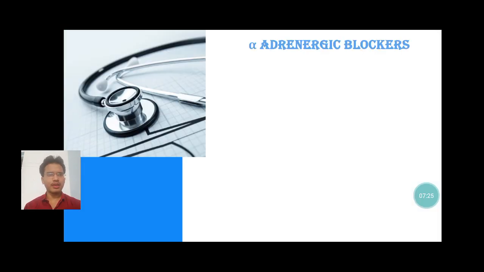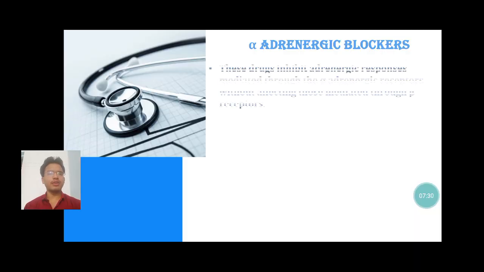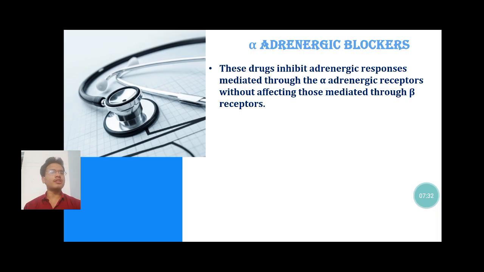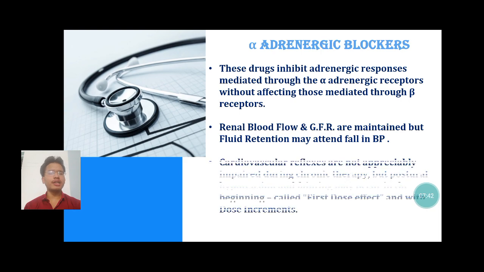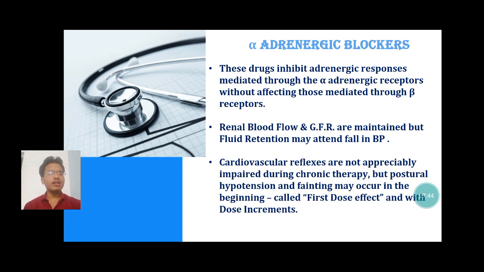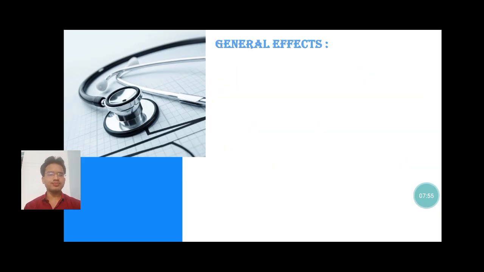The sixth and the last category is of the alpha-adrenergic blockers. These drugs inhibit adrenergic responses mediated through the alpha-adrenergic receptors without affecting those mediated through beta receptors. Renal blood flow and GFR are maintained, but fluid retention may attend fall in BP. Cardiovascular reflexes are not appreciably impaired during chronic therapy, but postural hypotension and fainting may occur in the beginning, called first dose effect, and with dose increments.